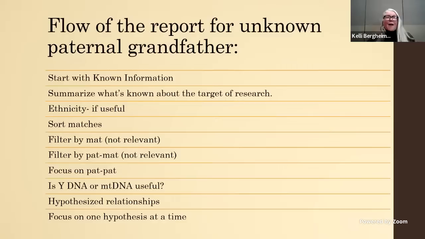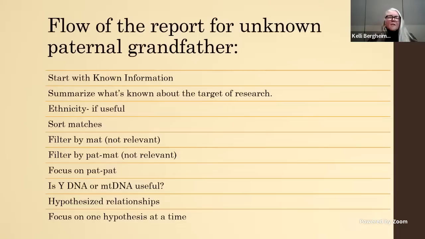You might include ethnicity if that's useful. Sometimes it is. Sometimes it's just, you know, a lot of Eastern Europe or something like that in our databases that are predominantly European. Sometimes ethnicity isn't as valuable. Remember, those are estimates, so those are going to be hints. You want to sort your matches, so you might sort match lists. You might use a program for that, but you want to filter out the maternal matches that aren't relevant, and then the paternal-maternal matches, that grandmother, that are not relevant, and then focus on the paternal-paternal matches. I'll show you a diagram of that in a minute. Sometimes that's a little easier to understand if you have a visual to look at.